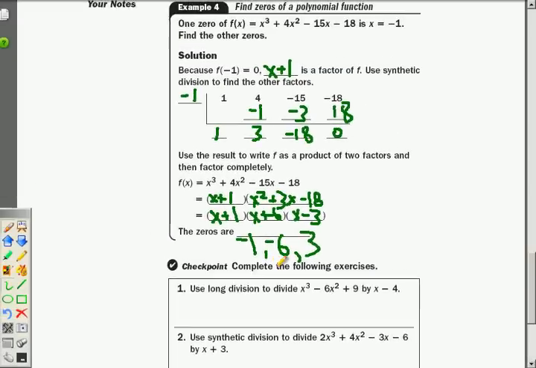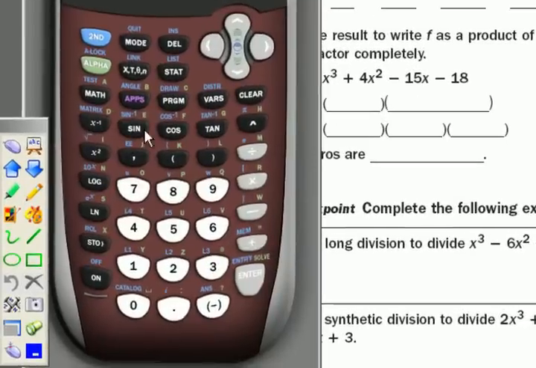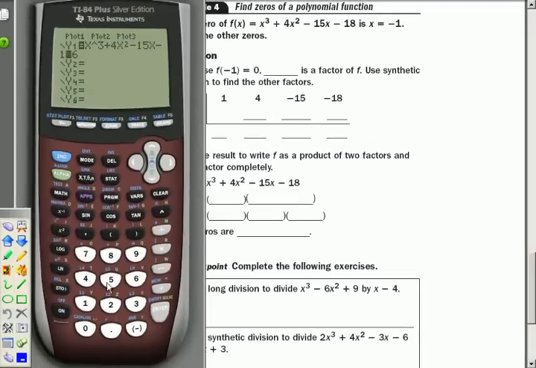Well, Mr. Emmy, why couldn't I use my calculator to find all those zeros? Well, you most certainly can. And if you take that calculator and you put into y equals, you put in here x to the third plus 4x squared minus 15x minus 18, what you'll find when you graph it is that it goes through negative 1, 3, and negative 6.